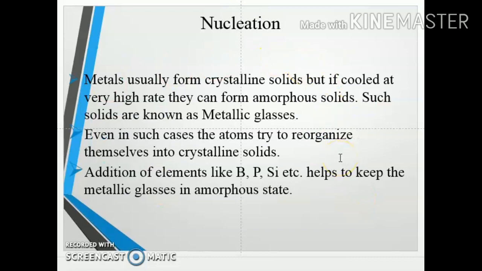Metals usually form crystalline solids, but if cooled at a very high rate, they can form amorphous solids. Such solids are known as metallic glasses. Even in such cases, the atoms try to rearrange themselves into crystalline solids. The addition of elements like boron, phosphorus and silicon helps to keep the metallic glass in the amorphous state. So that is the next important definition, nucleation, that is important while discussing melt mixing.